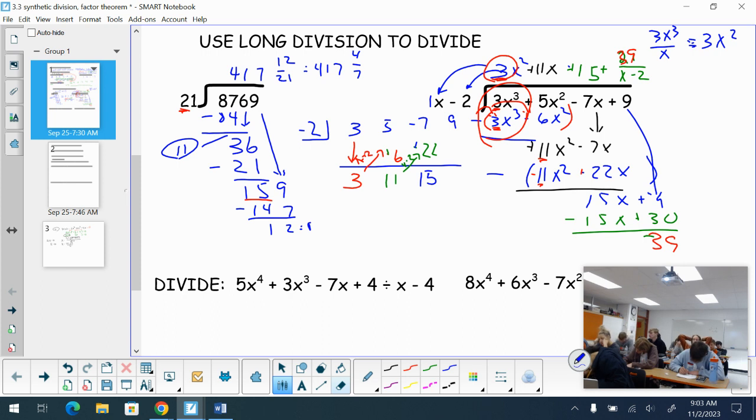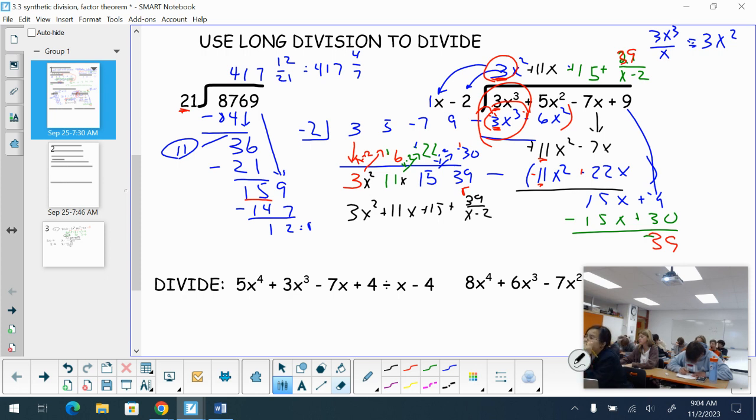How did I get my remainder here? I took the 15 times the -2 to give me -30. But we had to remember to change our sign, which gave us a value of 39. This here is our remainder. This is my constant, this is my x term, this is my x squared term. So we have 3x squared plus 11x plus 15 plus 39 over x minus 2.